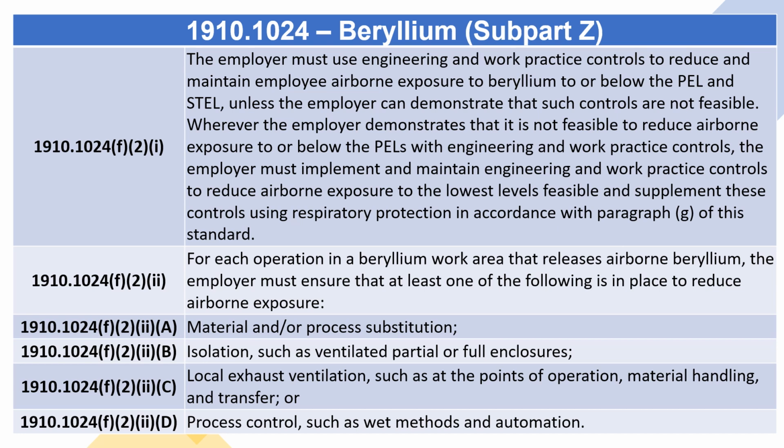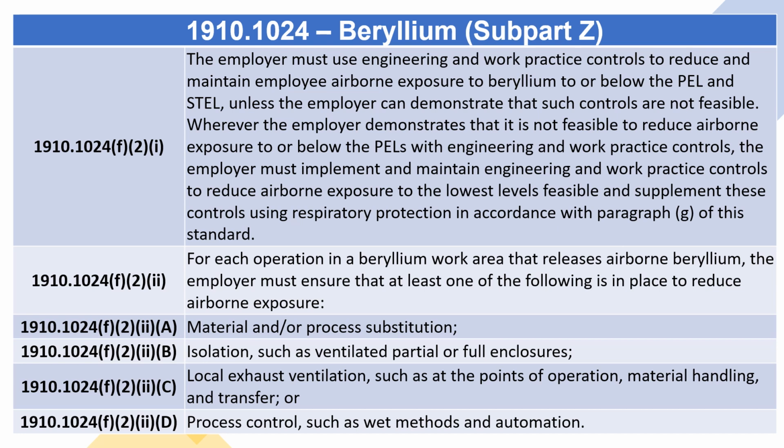1910.1024(f)(2)(i) The employer must use engineering and work practice controls to reduce and maintain employee airborne exposure to beryllium to or below the PEL and STEL, unless the employer can demonstrate that such controls are not feasible. Wherever the employer demonstrates that it is not feasible to reduce airborne exposure to or below the PELs with engineering and work practice controls, the employer must implement and maintain engineering and work practice controls to reduce airborne exposure to the lowest levels feasible and supplement these controls using respiratory protection in accordance with paragraph (g) of this standard.